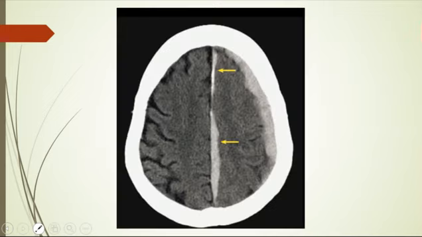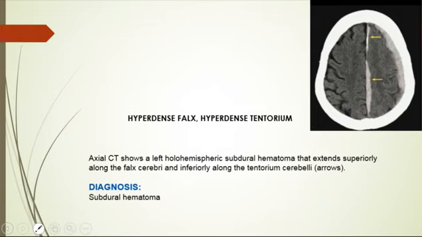Now, another easy case. What's the appearance? This is what's called the hyperdense falx or hyperdense tentorium. Okay? And it indicates what? Subdural hematoma. Excellent. Or subdural hemorrhage or hematoma.